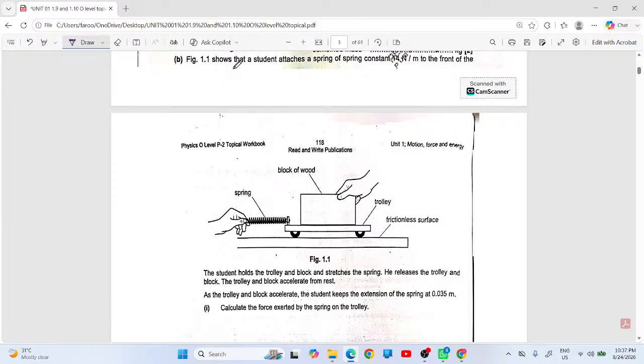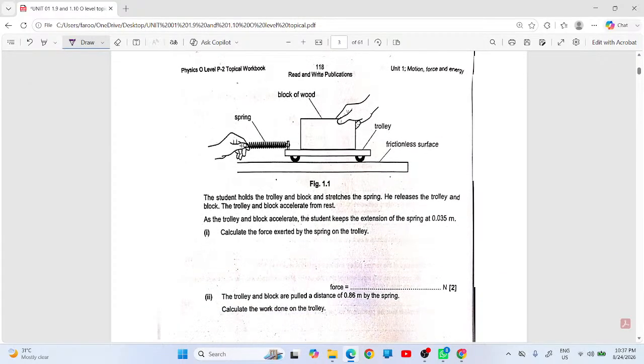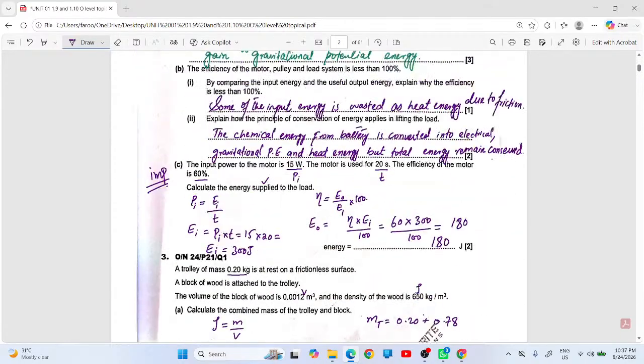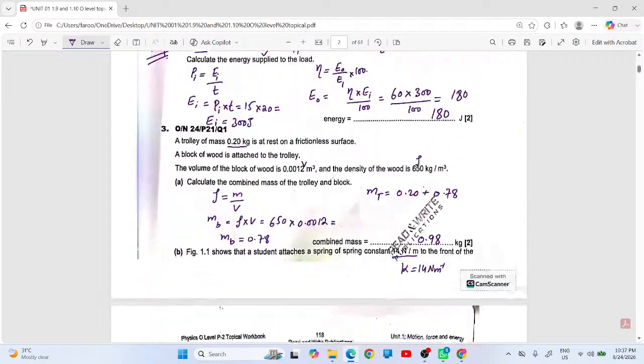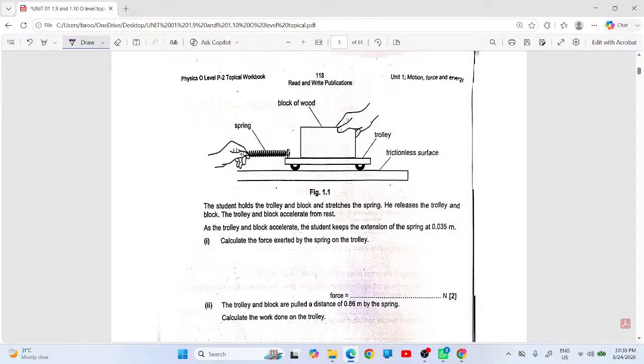Figure 1.1 shows that a student attaches a spring, the spring constant is 14 Newton per meter, to the front of the trolley. Sir, what page is this? Is the page right? Page 17. Sir, I'll read it and see what is missing. Page 117, right? It opened. Figure 1.1 shows a spring attached to the front of the trolley.